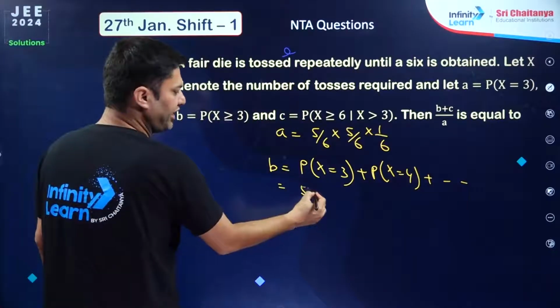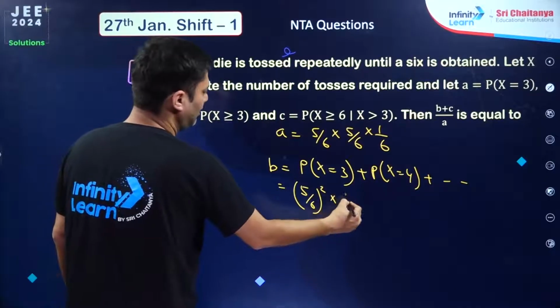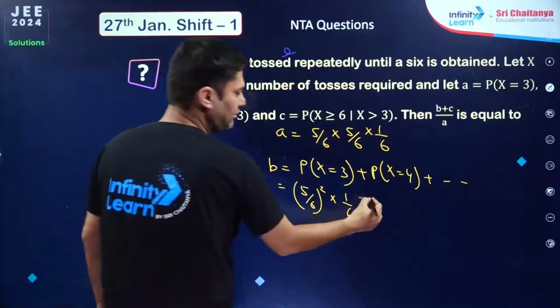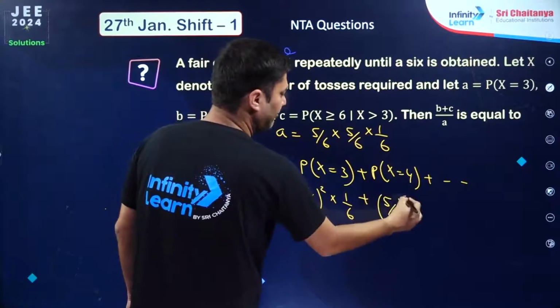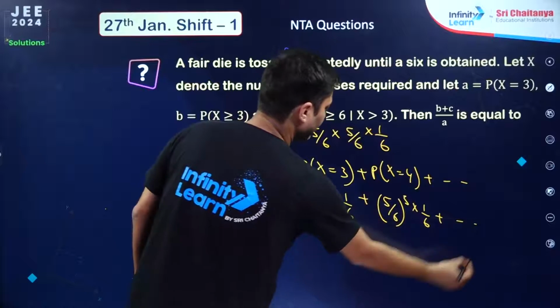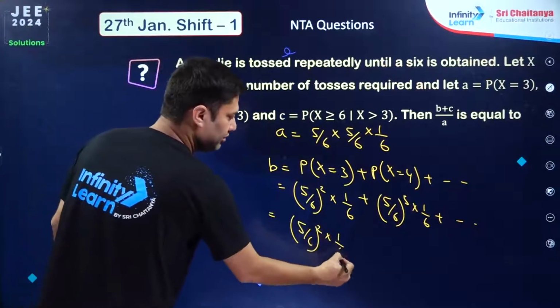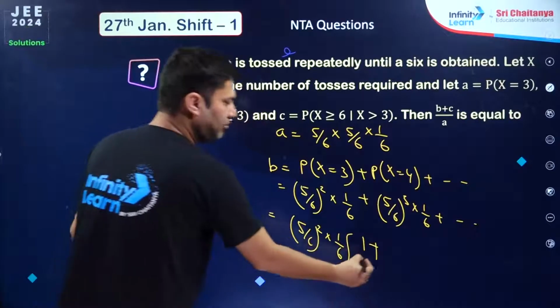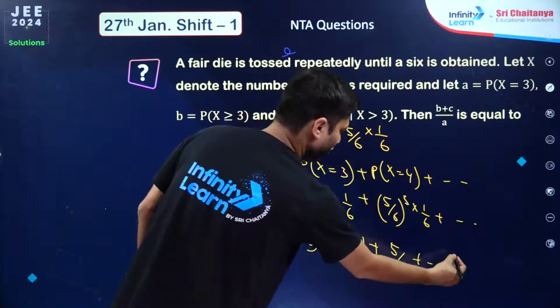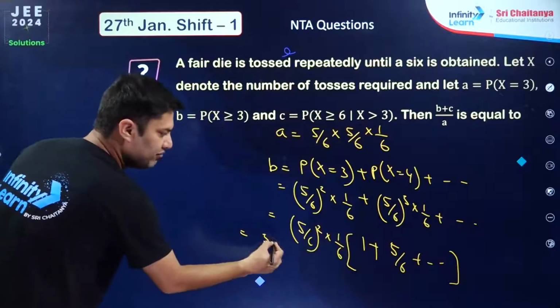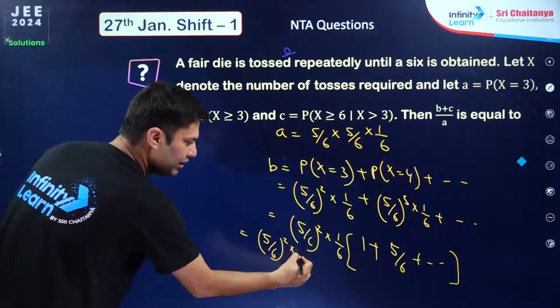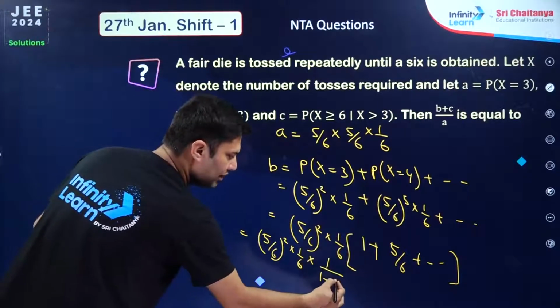So the third number is (5/6)². First 2 times you do not get 6, but the third time you get it. First 3 times you are not getting it, but the fourth time you are getting it, and so on. So this is simply the infinite GP, 1 plus 5/6 and so on. So the answer is (5/6)² into 1/6 into a upon 1 minus r.